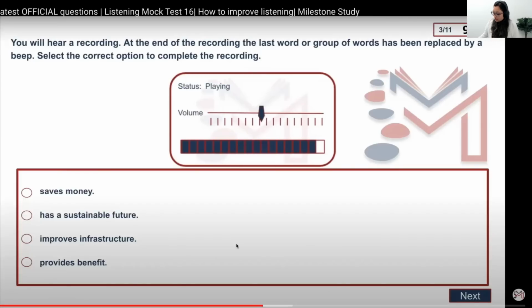So recycling, reusing, and policy measures should ensure that the construction industry has a sustainable future. The construction industry is not going to provide benefit to us.